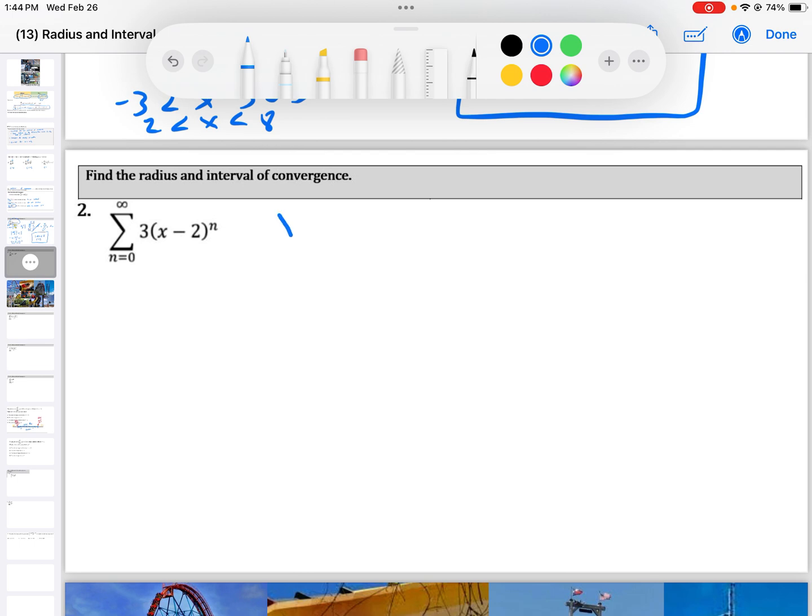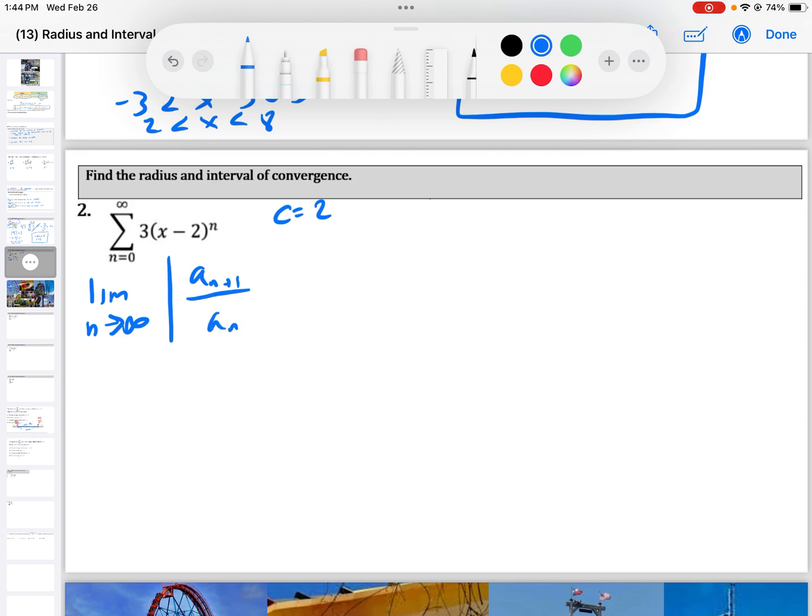All right, so in this example, same directions. Find the radius and interval of convergence. So looking at this, I know that the center of my interval of convergence is 2. So it's going to converge there for sure. Now we've got to see, does it converge for some more x's, or does it converge for all x's, or just that x? To do that, we're going to look at the ratio test.